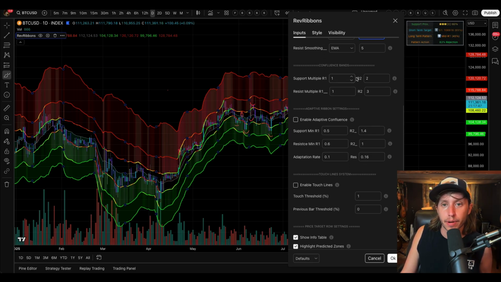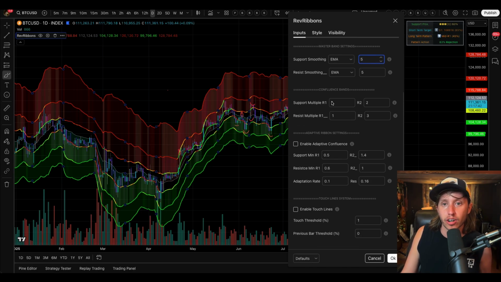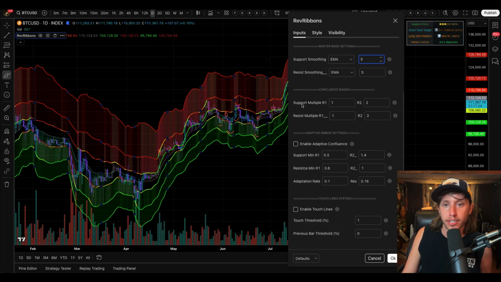The other things we're going to look at, I don't think I explained this yet. Maybe I did real briefly, but I'm going to go over it again. Support multiplier. So these are the confluence bands, which I'll maybe rename to ribbons or something like that. So again, this is going to be ribbon 1, support ribbon 1, resistance ribbon 1. This will be support ribbon 2. I'm going to name that 2, and then R3 for ribbon 3. So these are how far each ribbon band is away from the master band right there.